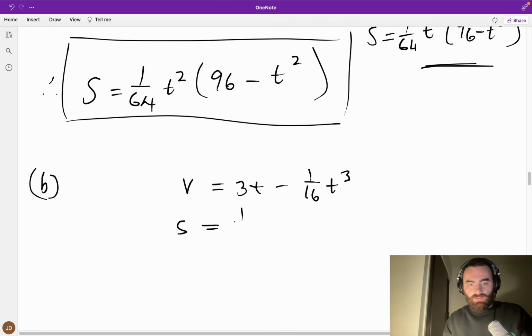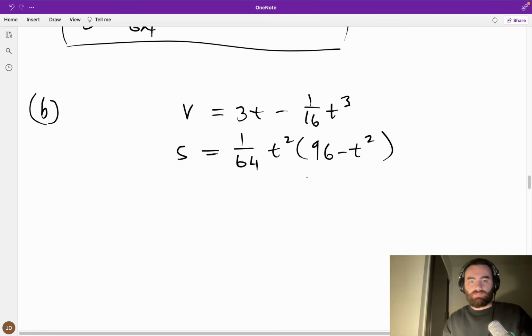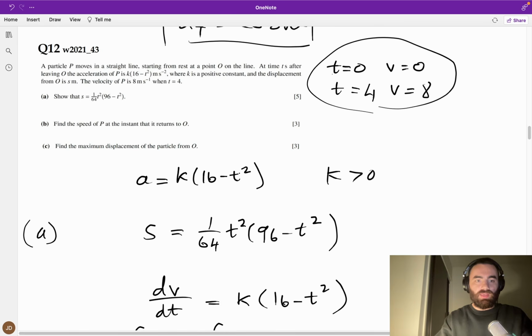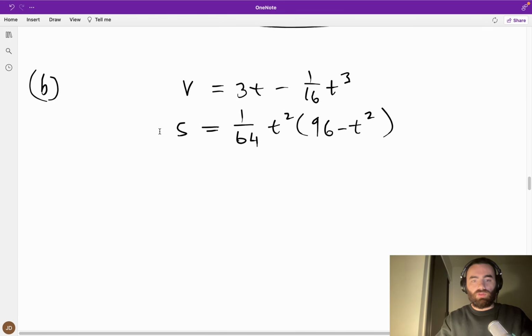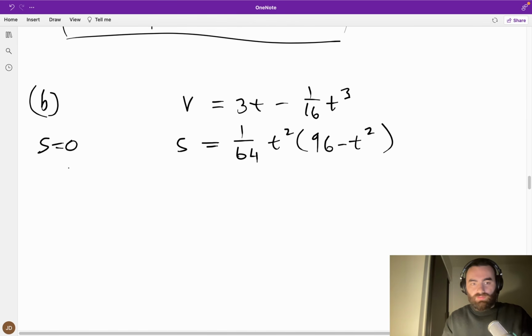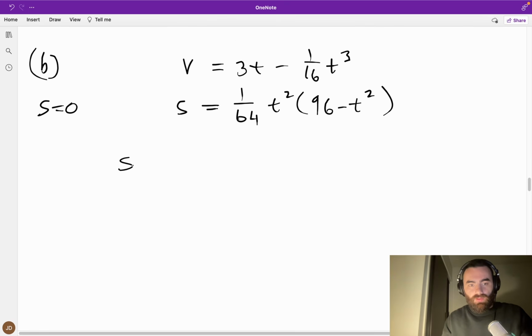And we also have s equals 1 over 64 t squared of 96 minus t squared. Okay, and so it wants to know what the speed of P is the instant it returns to O. So when s equals 0, what is the speed? We want to find the time at which it arrives back at O, so we can substitute it back into here and find the speed it has when it re-arrives at O. Starts at O, comes back to O. So 0 equals 1 over 64 t squared of 96 minus t squared.